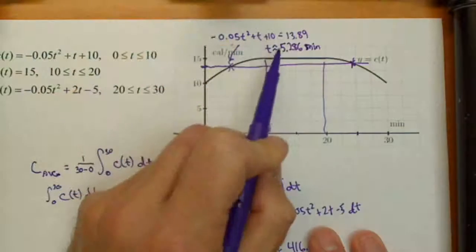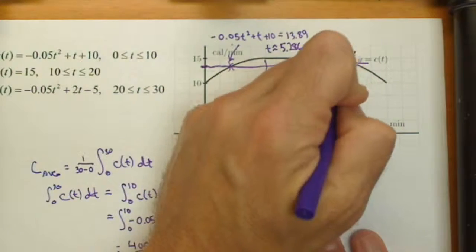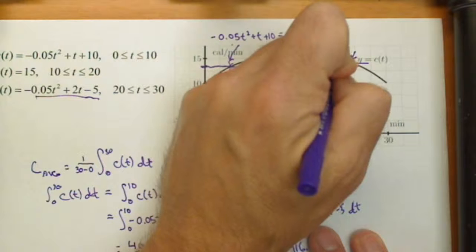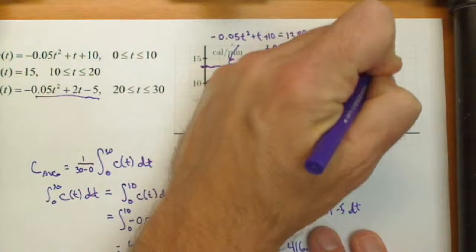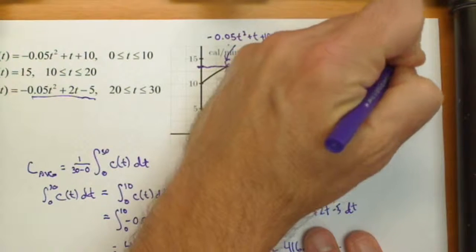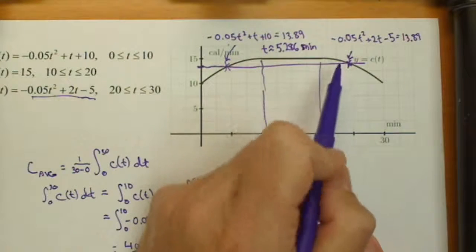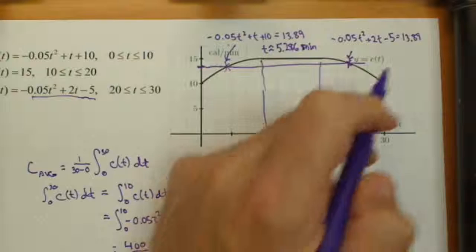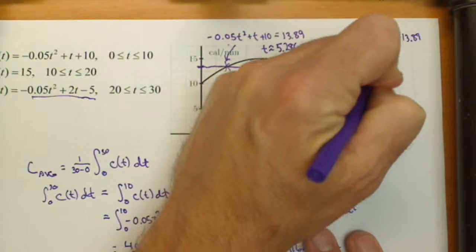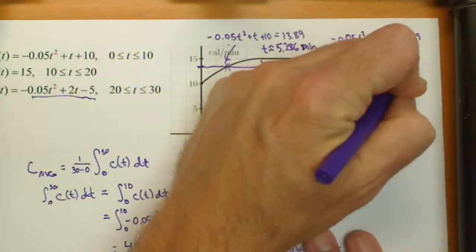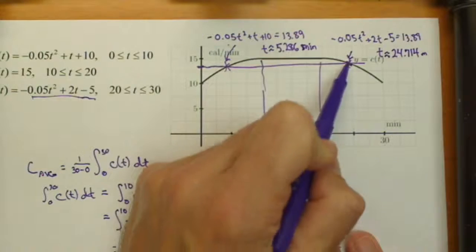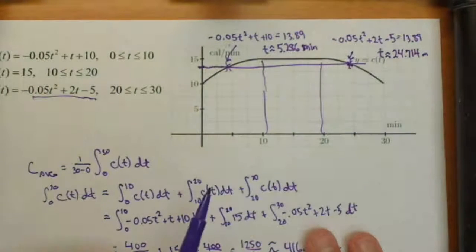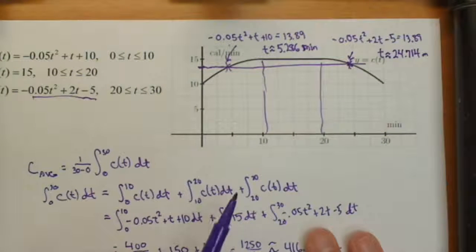Okay? Now, like we said, there's another point, but over here we've got to use this formula. So negative 0.05 t squared plus 2t minus 5 equals 13.89. Solving this, again, you're going to get two answers. Only one of them is going to be in between 20 and 30. So t is about 24.714 minutes, and at that time we're burning off exactly our average rate. So there's always going to be at least one point where we are equal to our average rate of change over an interval.